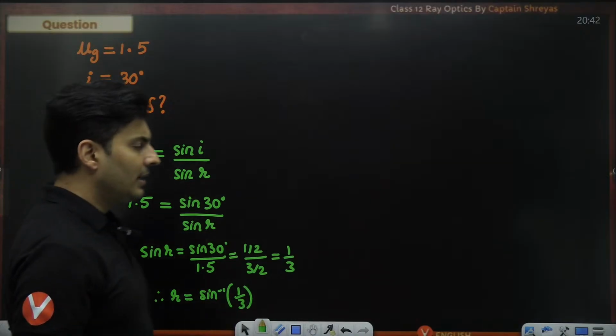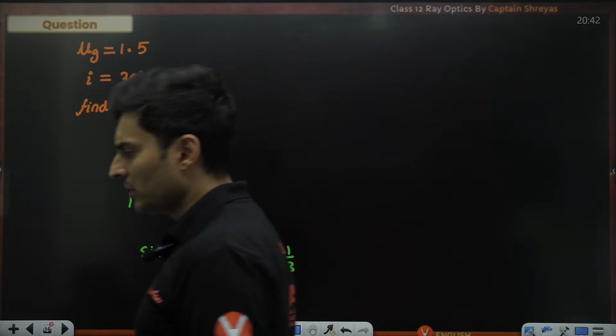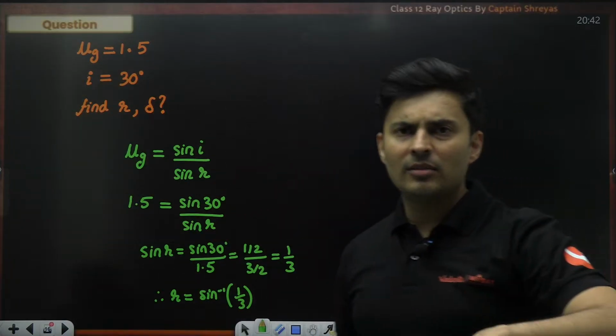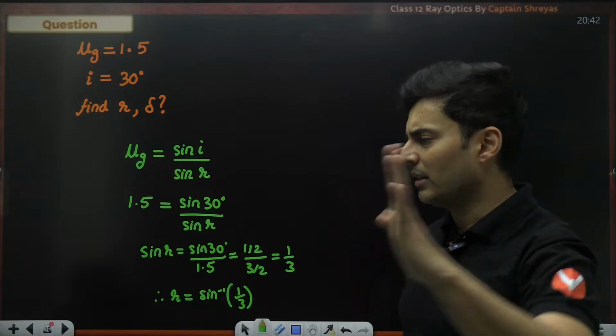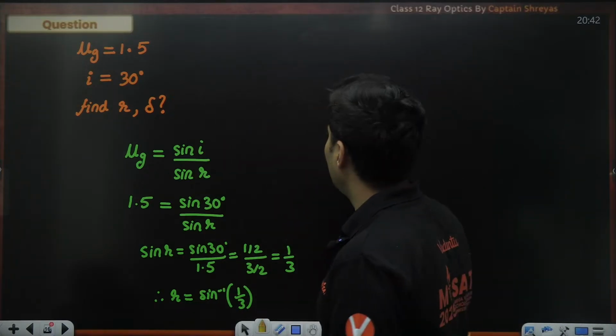Leave the answer like that, because for sine inverse 1 by 3, you do not know the exact value unless you use a logbook. Your options will also be like that: sine inverse 1 by 3, sine inverse 1 by 4, 1 by 5, whatever, such things. But that is not the only thing. We have to also find delta.